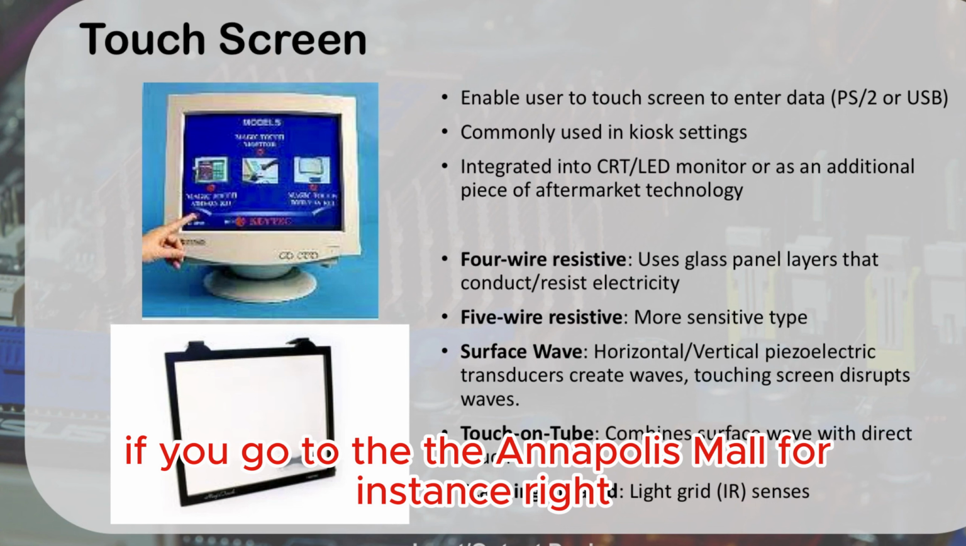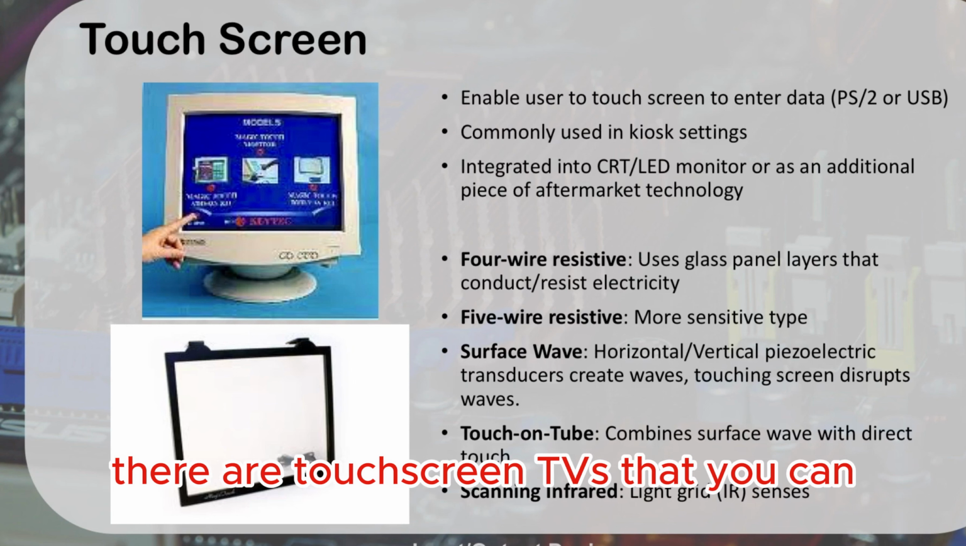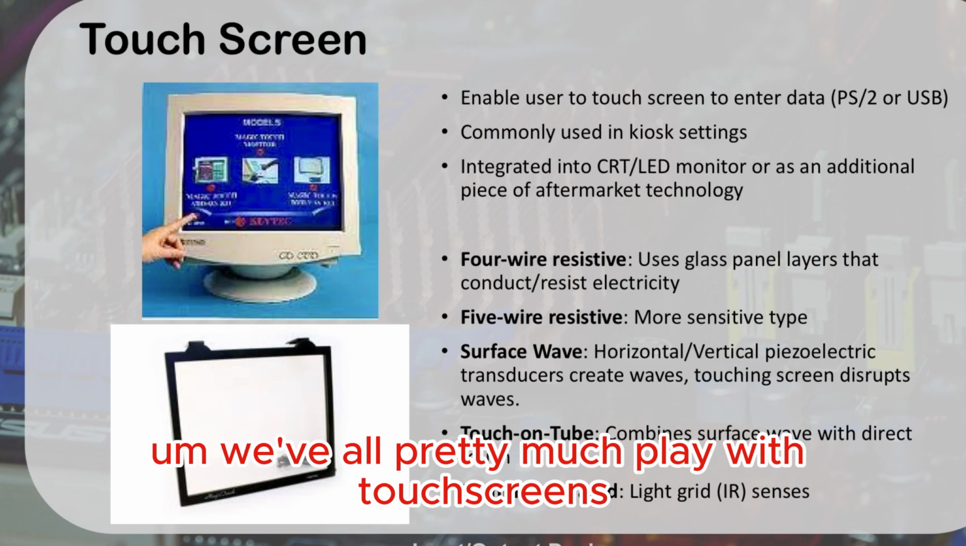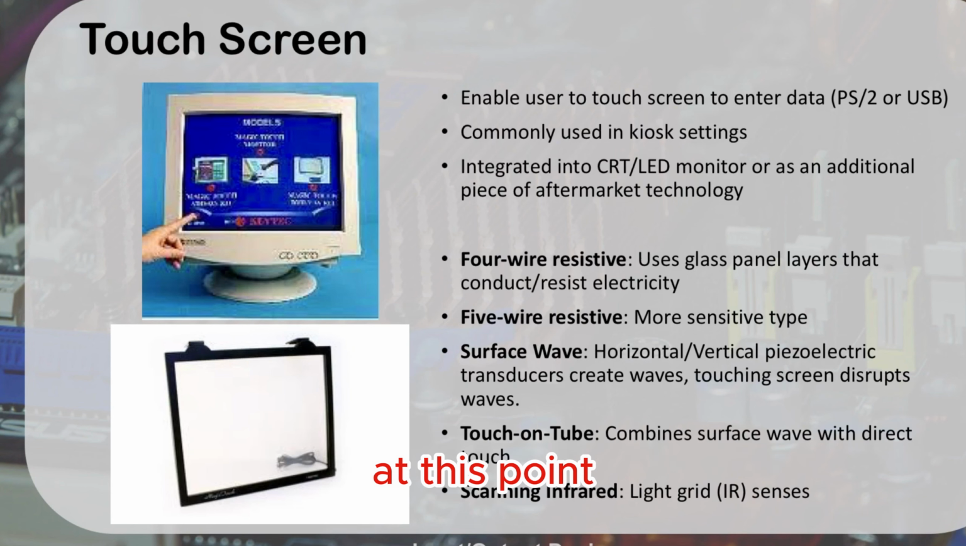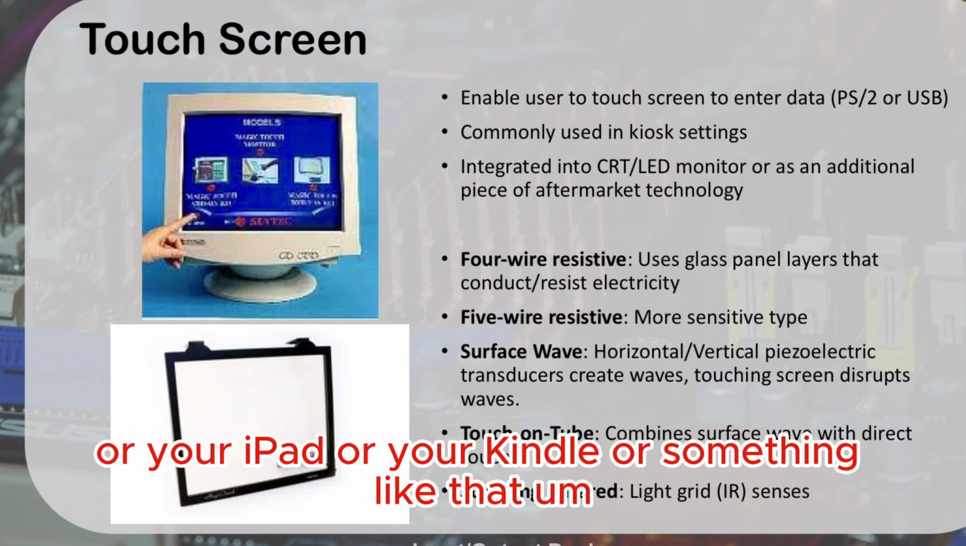If you go to the Annapolis Mall, for instance, they got those big 40 or 50-inch TVs that are touchscreen TVs that you can touch and figure out where you are in the mall and information about the different stores. We've all pretty much played with touchscreens at this point. Your cell phone is a touchscreen display, right? Or your iPad or your Kindle or something like that.